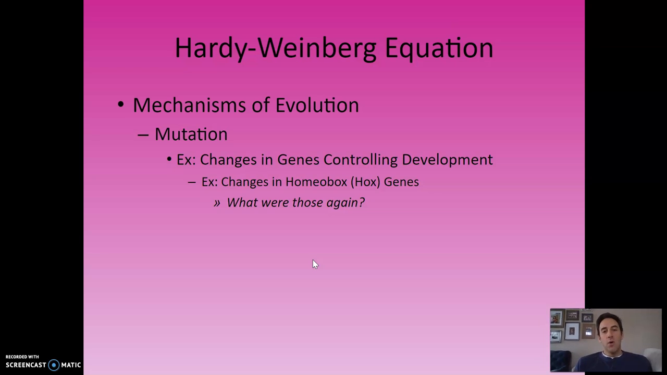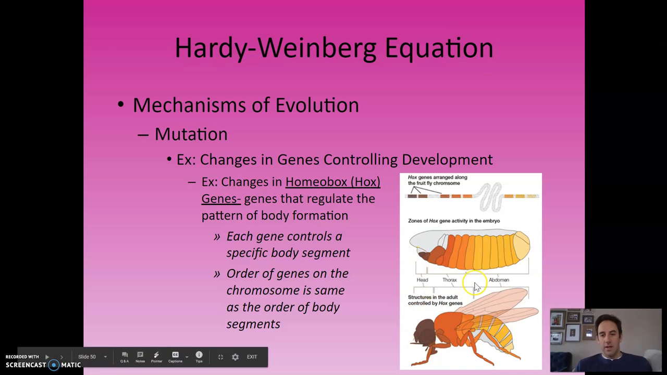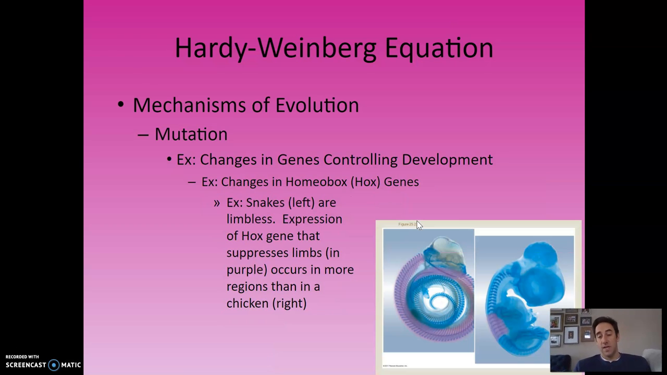Another one is changes in the homeobox or HOX genes. And what were those things again? Those were those genes that regulate the pattern of body formation. And so you may recall that there's these HOX genes, and they're aligned on a chromosome in a certain order, and that order actually matches the order of the body segments that they control. And so this gene regulates the development of this body segment into this head. And this gene controls the development of this segment into this part of the abdomen. And so you can imagine that if we tinker with these genes controlling development, we could lead to some very significant changes. And we actually saw that in our genetics unit.